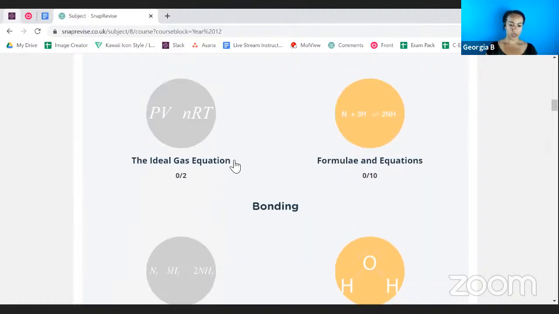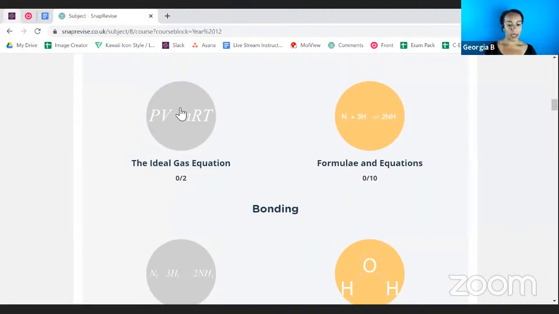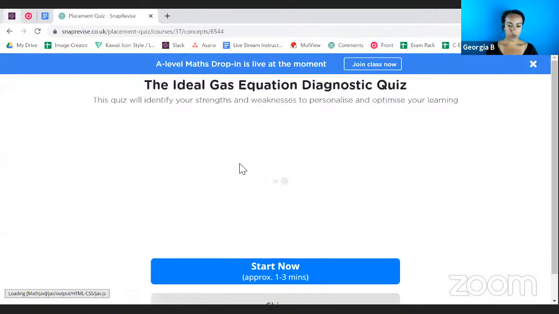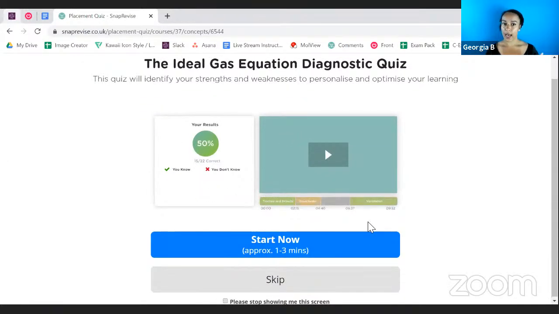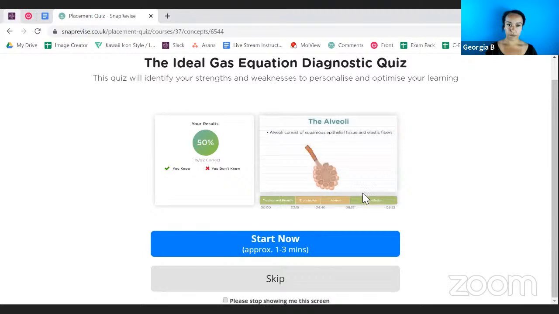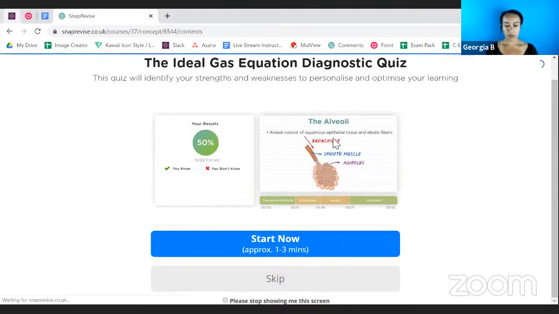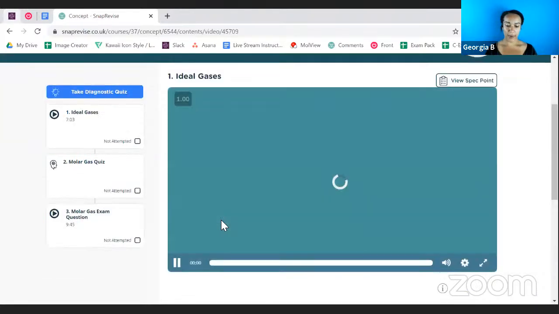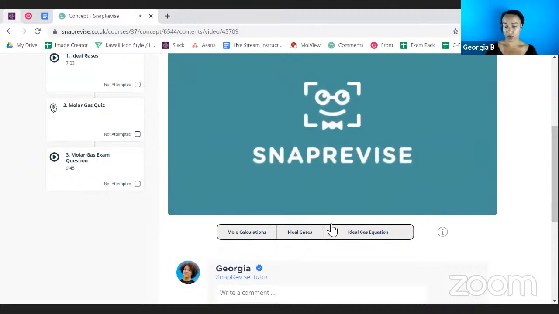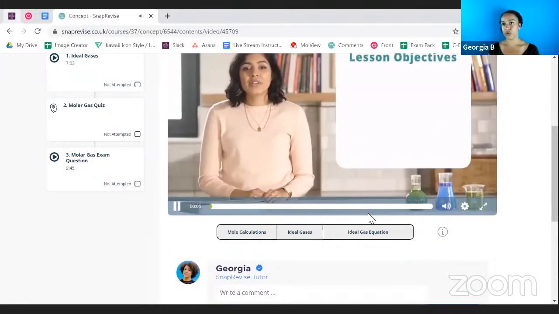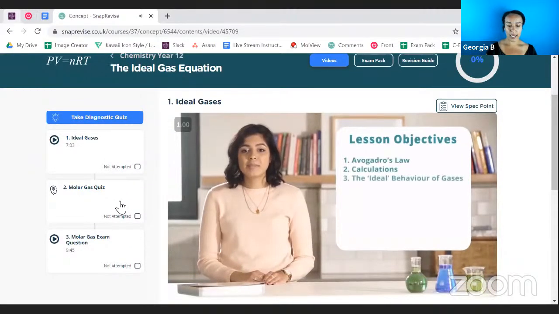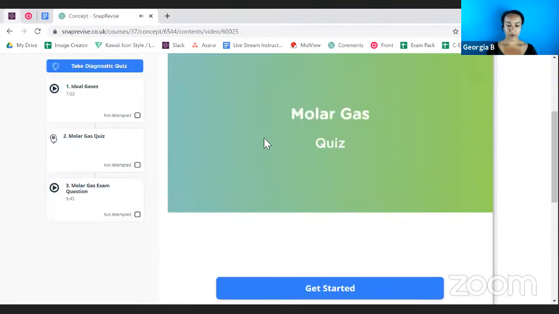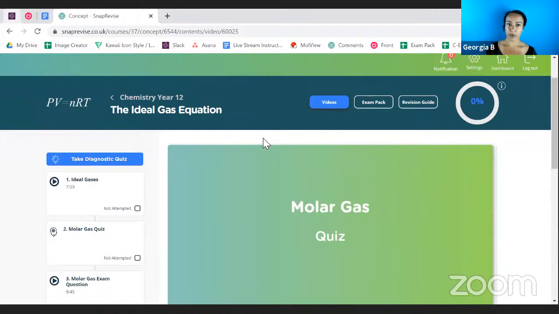So you would scroll down to whichever topic you wanted to study. Let's say you're unsure about your ideal gas. You would first do a diagnostics quiz to see how you're doing. Then you would watch videos about the things you were bad at in the diagnostics quiz, so you could skip sections that you're cool with and just do the bits that you're bad at. Then you would do a quiz again to see how you're doing, and then you know if you've learned the things properly or not.